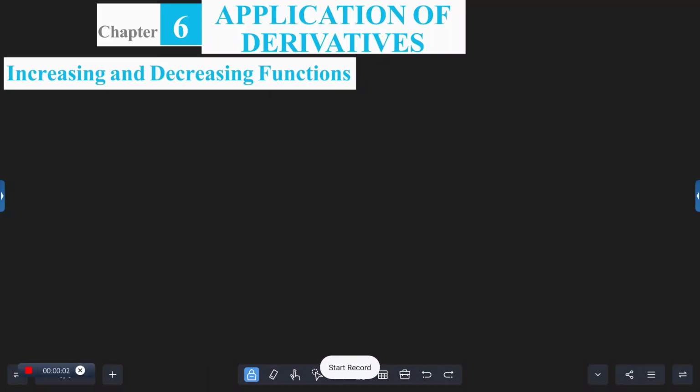Children, listen. Chapter number 6. Application of derivatives, increasing and decreasing functions. Increasing and decreasing functions we are going to see. Here, let me take one function first. Before that, for increasing and decreasing functions, we will see the definition. So, the definition of increasing and decreasing function.